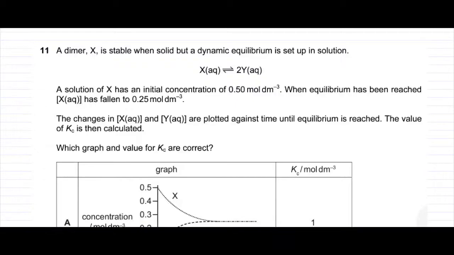The following question reads that a dimer X is stable when solid, but a dynamic equilibrium is set up in solution. This is the reaction that's happening. X is changing into Y, and they're in equilibrium. And the question then states that the solution of X has an initial concentration of 0.5 mole per dm cube. So the initial concentration of X is 0.5 mole per decimeter cube.